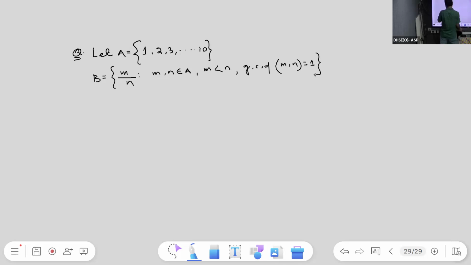The question is: find the number of elements of B. Try to solve this. Very interesting question. It's a good question to solve.